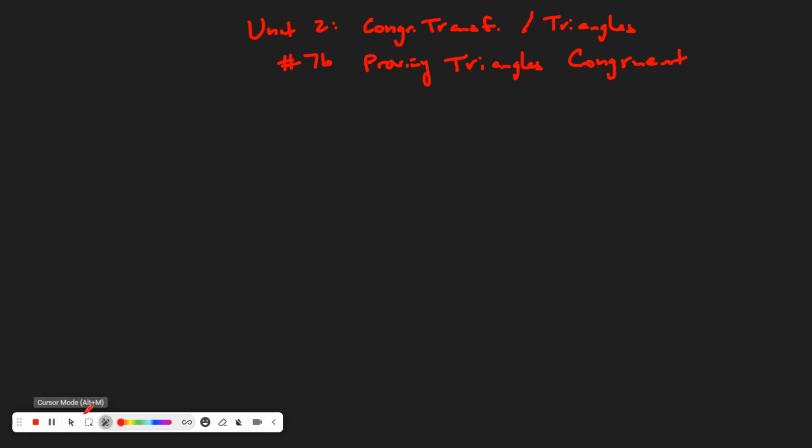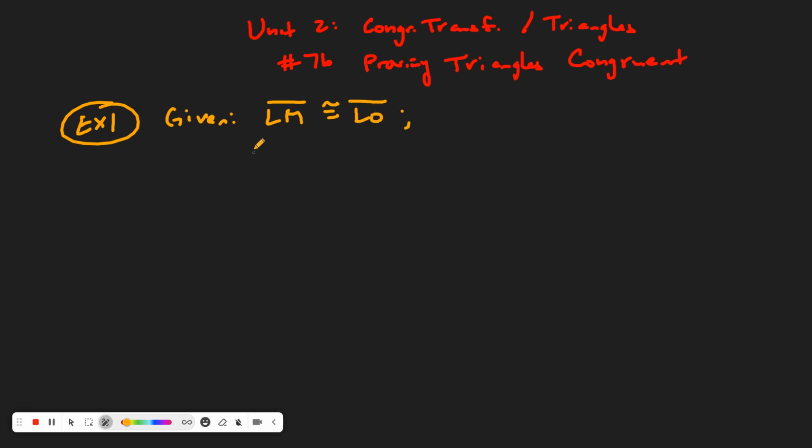All right. Okay, so I have 3 proofs for you. So simple. We'll just go through these 3 proofs and see how we do. So example 1. So we are given segment LM is congruent to segment LO, and we're given that segment LN bisects angle MLO.